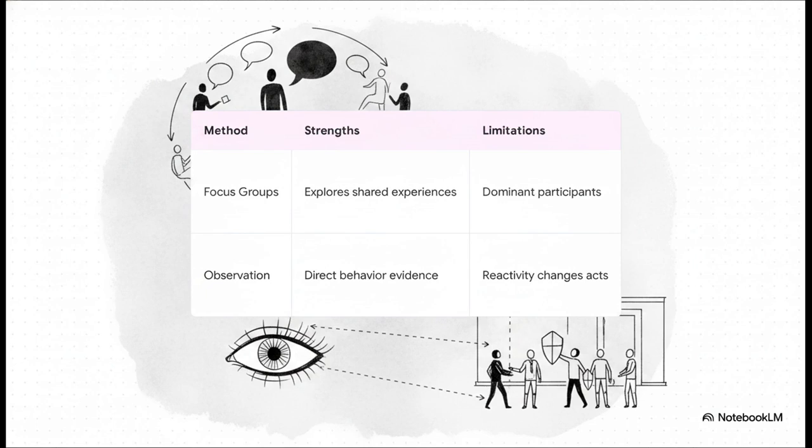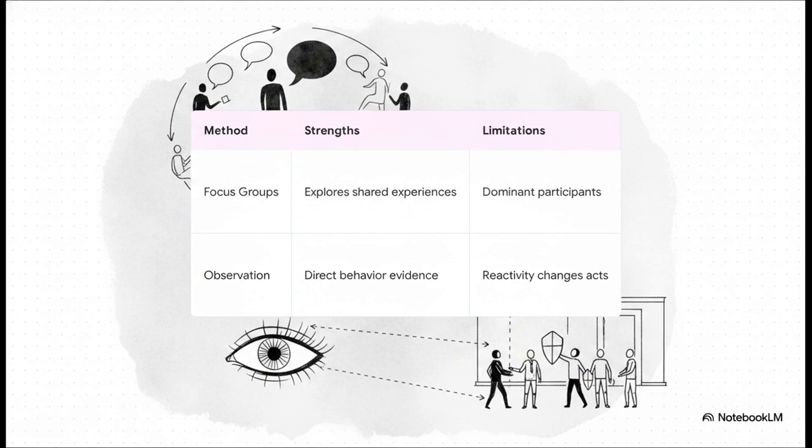Let's contrast two more really powerful qualitative tools here. First, focus groups. Their immense strength is exploring shared experiences and group norms through active interaction. Participants bounce ideas off each other and generate collective insights that solo interviews might totally miss. The limitation? Dominant, loud participants can completely skew the discussion and pressure quieter individuals into total silence. Then we have observation. Its strength is providing direct evidence of actual behavior in natural settings.